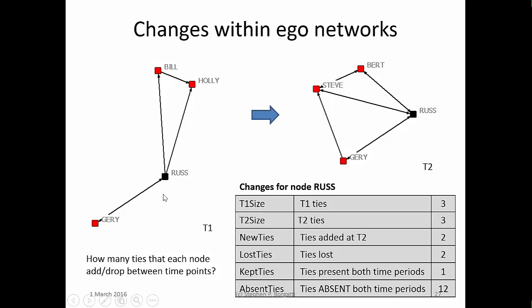So at time 1 in the CampNet data set, actually week 2, Russ has as his top 3 people Holly, Bill, and Gary. And Bill has chosen Holly as among his top 3. In week 3, what we see is that Russ has dropped Holly and replaced Holly with Bert, has dropped Bill and replaced Bill with Steve, and kept Gary.